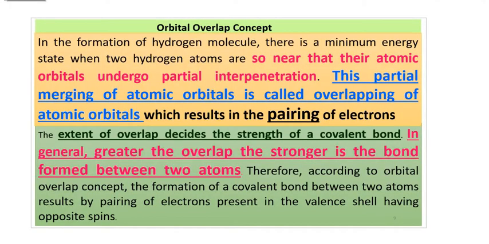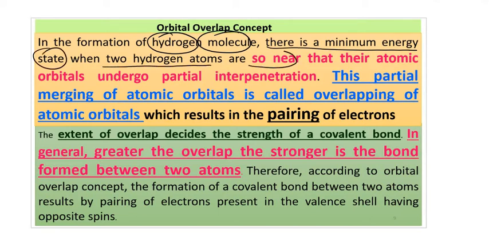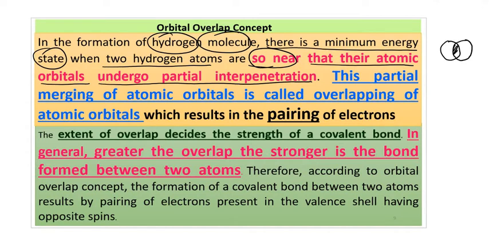Now we are going to learn about the orbital overlap concept. In the formation of a hydrogen molecule, there is a minimum energy state when the two hydrogen atoms are so near that their atomic orbitals undergo partial interpenetration. So if I just want to represent this diagram here, that is nothing but called partial interpenetration. So this is overlapping, right?